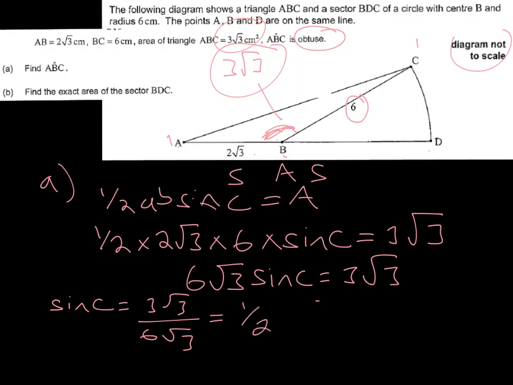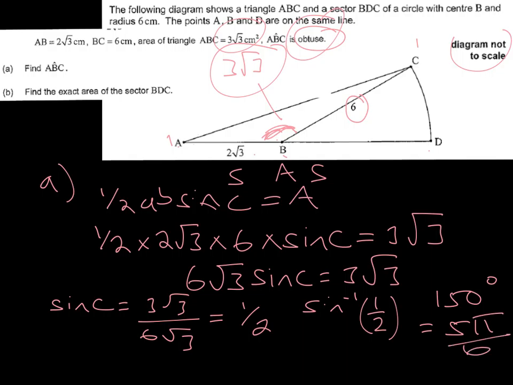So we therefore need to find the inverse sine of a half. Now, after practicing a lot before the exam, it's very easy here to jump in straight away and say inverse sine of half is 30 degrees. However, we are told that ABC is obtuse, so therefore we need to do 180 minus 30, or pi minus pi by 6. So the answer would be 150 degrees, which we can express in radians as 5 pi by 6. So that is angle ABC.